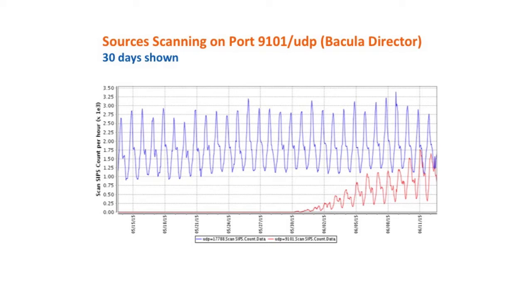Now, one of the things, and John, you pointed out the observation, is that the time zones appear to be different. That is, the peak of activity for 17788 is kind of opposite of the peak activity for the 9101.